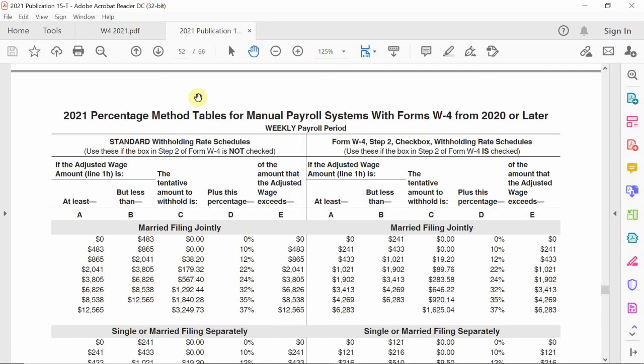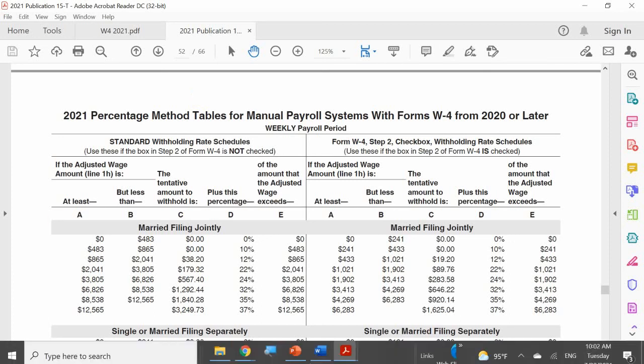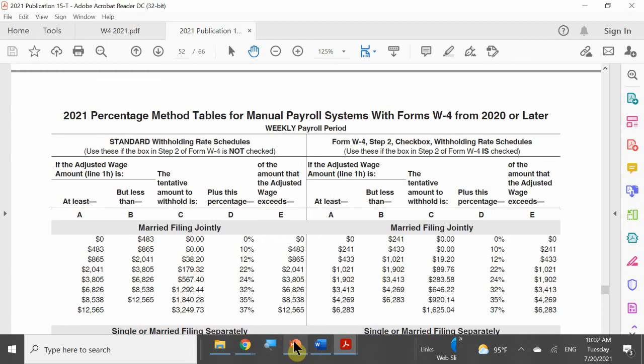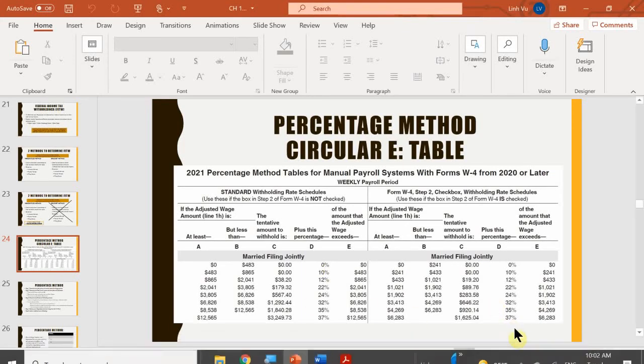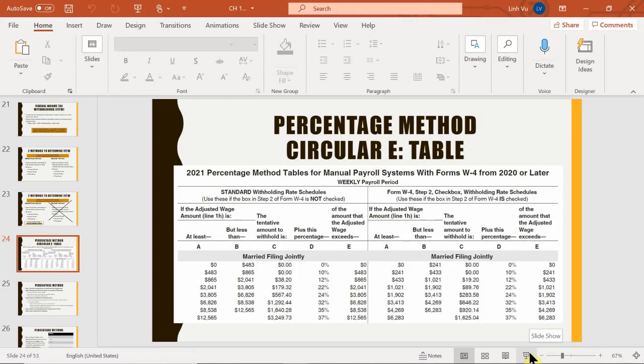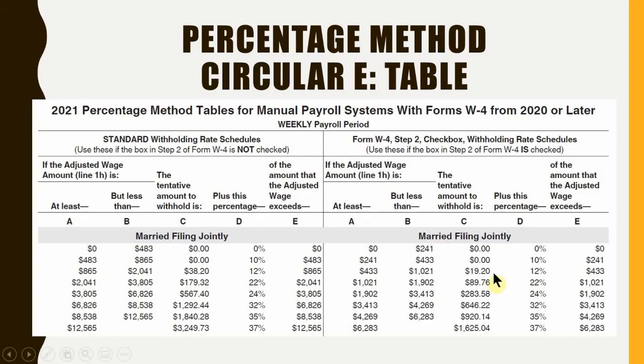So once again, I provided these tax tables for you so you don't need to look them up. So that is the Circular E table, and I gave you guys the most up-to-date 2021 version.